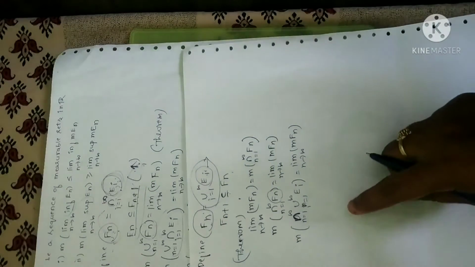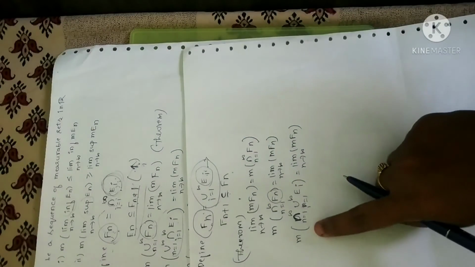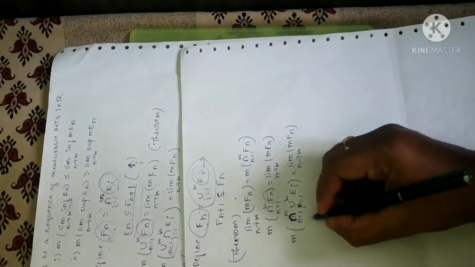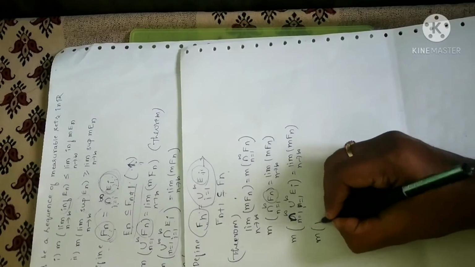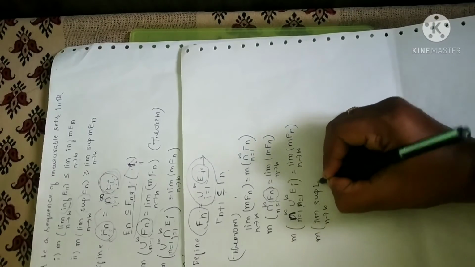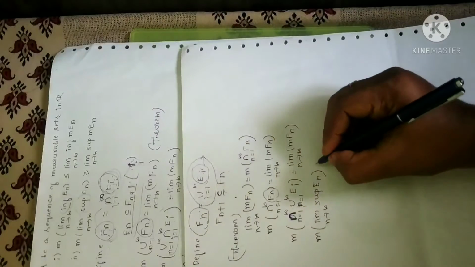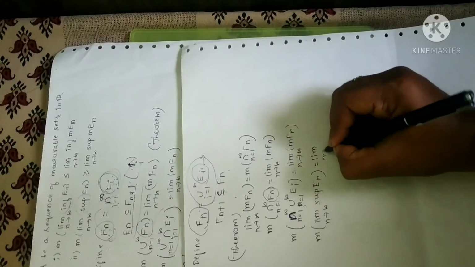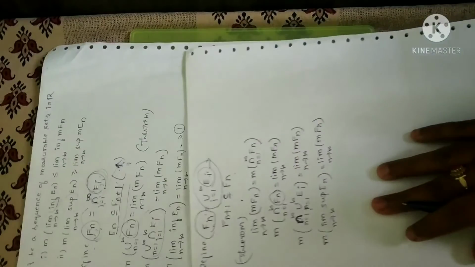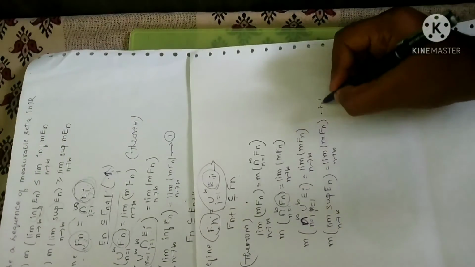Fine. Now at the beginning I told you the definition of supremum and infimum. You can go through the video. So this I can write as the limit supremum, that is, measure of limit n tending to infinity supremum of En. If you understand the first one, you can easily understand this. Limit n tending to infinity m of Fn. Fine. So let me call this equation 1.